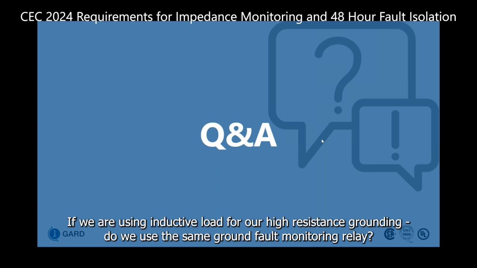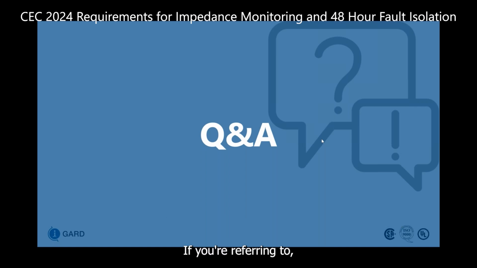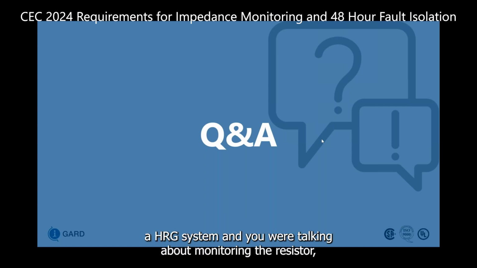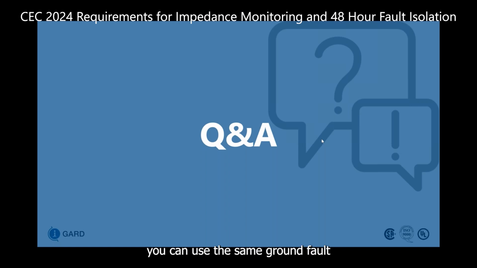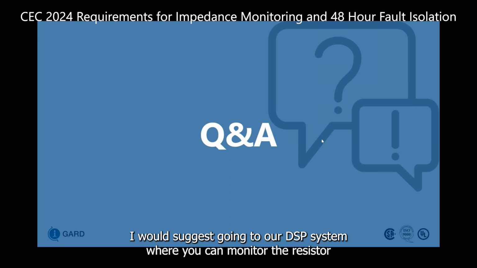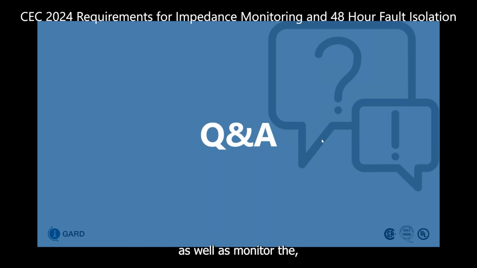If we are using inductive load for our high resistance grounding, do we use the same ground fault monitoring relay? If you're referring to an HRG system and you were talking about monitoring the resistor, you can use the same ground fault monitoring relay. If we're talking about individual loads, I would suggest going to our DSP system, where you can monitor the resistor as well as monitor the feeder circuits for ground faults so that you can easily locate faults.